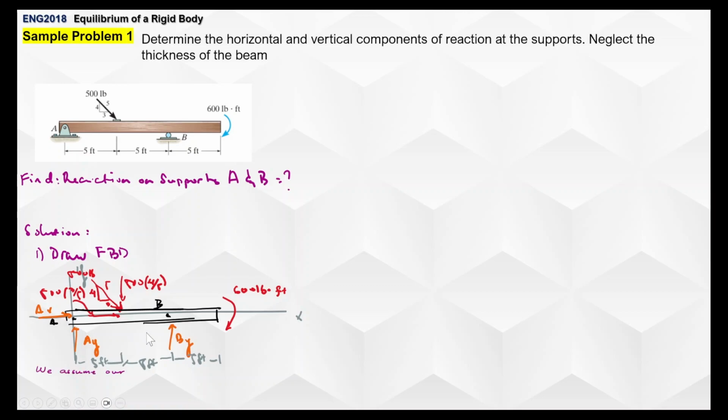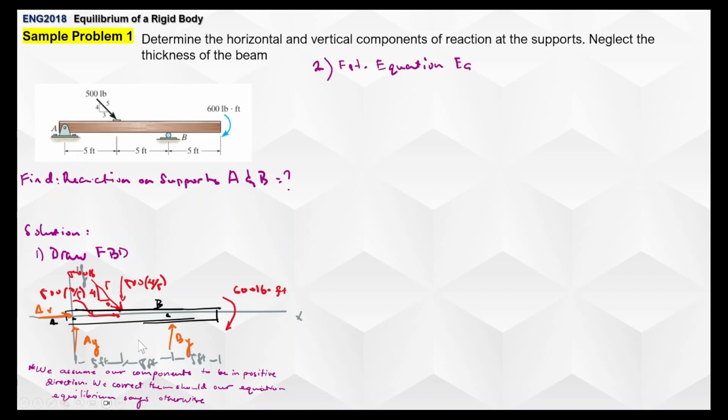Okay, just a note, we assume our components to be in the positive direction, and then we correct them should our equation of equilibrium say otherwise. So the next step, of course, is establishing the equations of equilibrium, and just shortcut it and solve them simultaneously. But that could be your number 3. So first things first, summation of all x forces on the horizontal axis equals 0. So ano yung mga x forces natin? So we have AX plus 500 times 3 over 5, and that's pretty much it, equals 0.